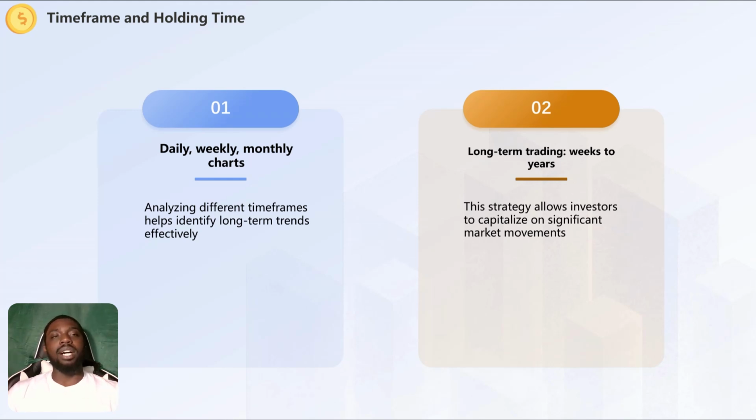I use the daily and up usually when I'm trading stocks, when I'm looking at XRP, when I'm investing for long term trades. Those are the ones that I would usually be investing into, like my crypto wallet and stuff like that. So that's what I would use this for specifically. Analyzing different time frames helps identify long-term trends effectively.